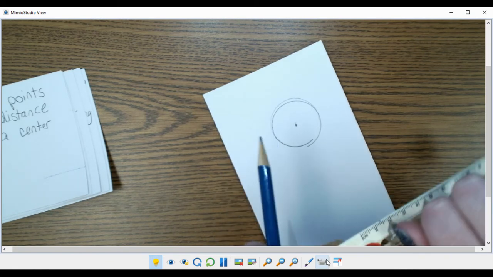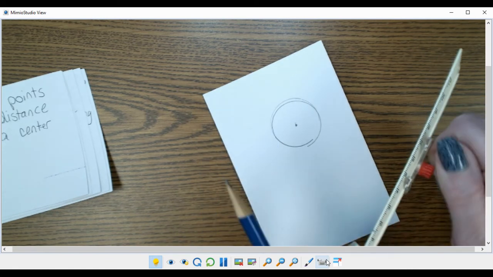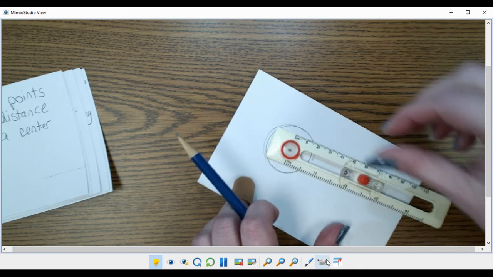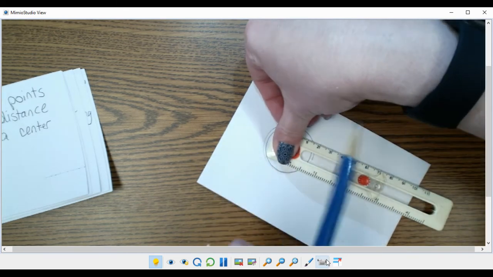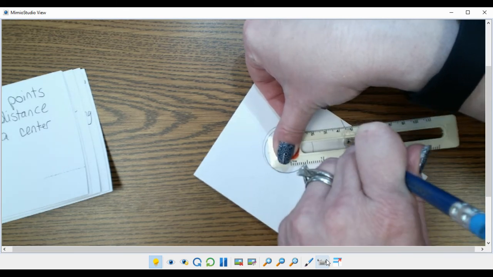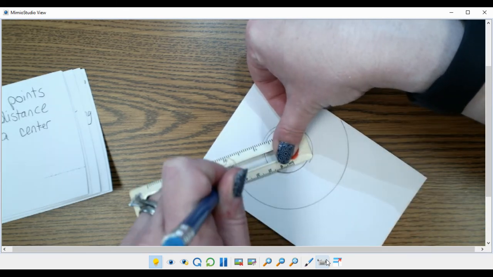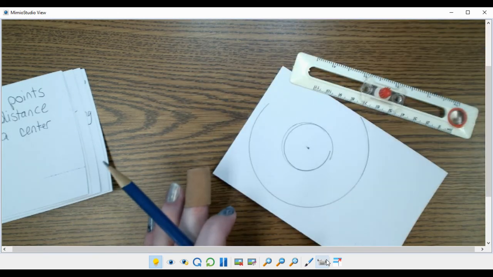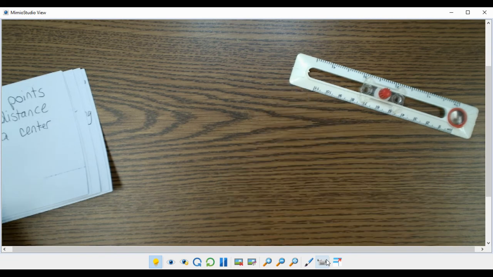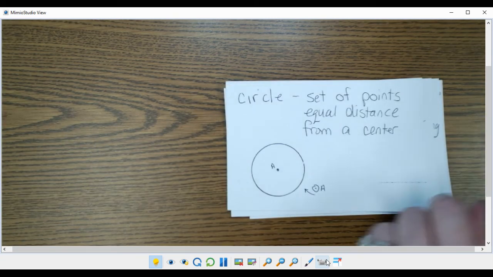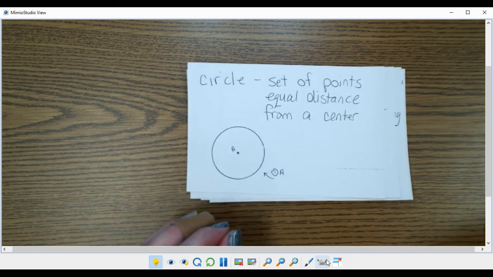Now, if I wanted a bigger circle, I would just move the pencil further away. This is not going to fit. I can tell you right now, it's going to go off of the card because, see, I'm keeping it the same distance the entire way, and it makes the circle. That's really what a circle is. You've kept the same distance the entire time. Keep that in mind as we start to talk about calculating things for circles, okay?